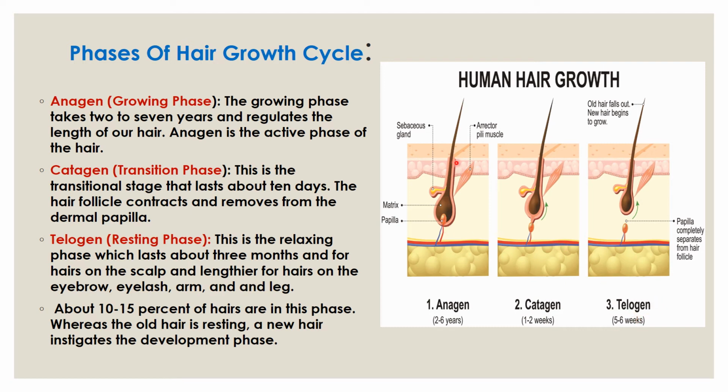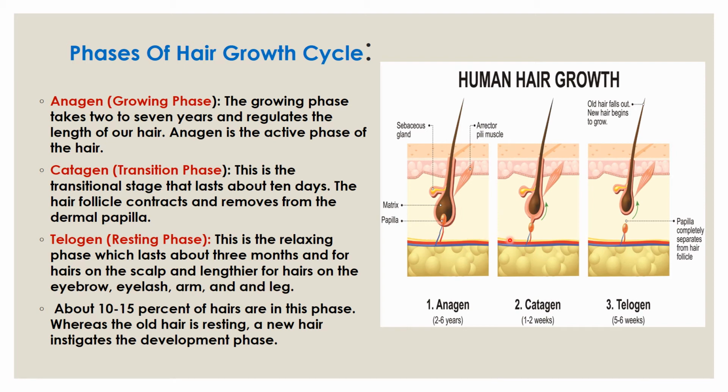So in the anagen phase, which is a growing phase of the hair, the hair increases its length or growth of the hair takes place. It lasts for about 2 to 7 years, and it regulates the length of the hair. So it is the active stage of the hair cycle.